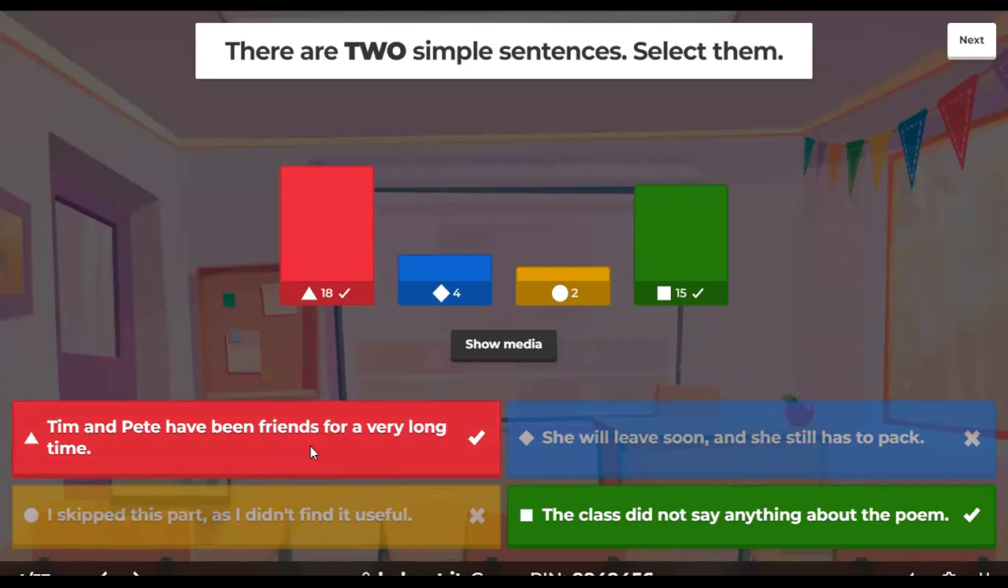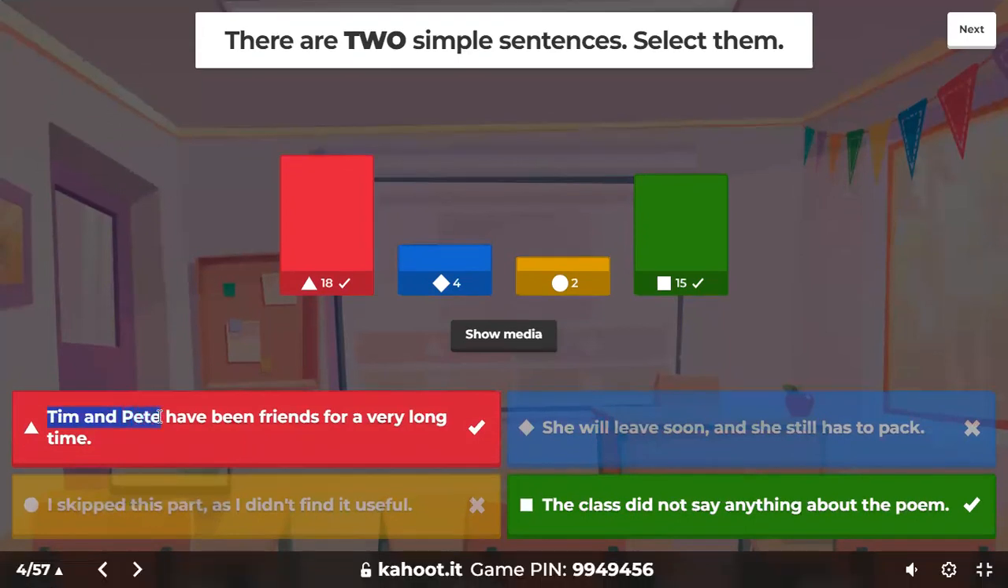Tim and Pete have been friends for a long time. Okay, this is good. Here we have Tim and Pete. Now, this is the subject, and it's a compound subject, but we have only one verb, have been. Now, this is the verb. And this is a prepositional phrase. Okay, so it's a simple sentence.